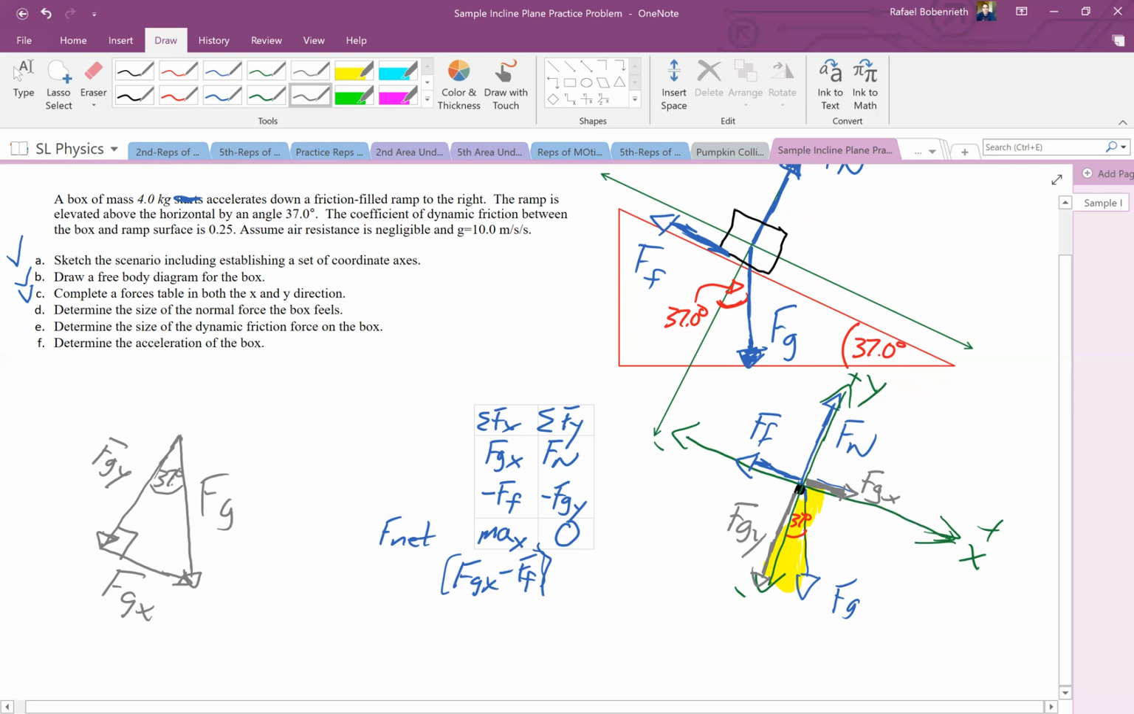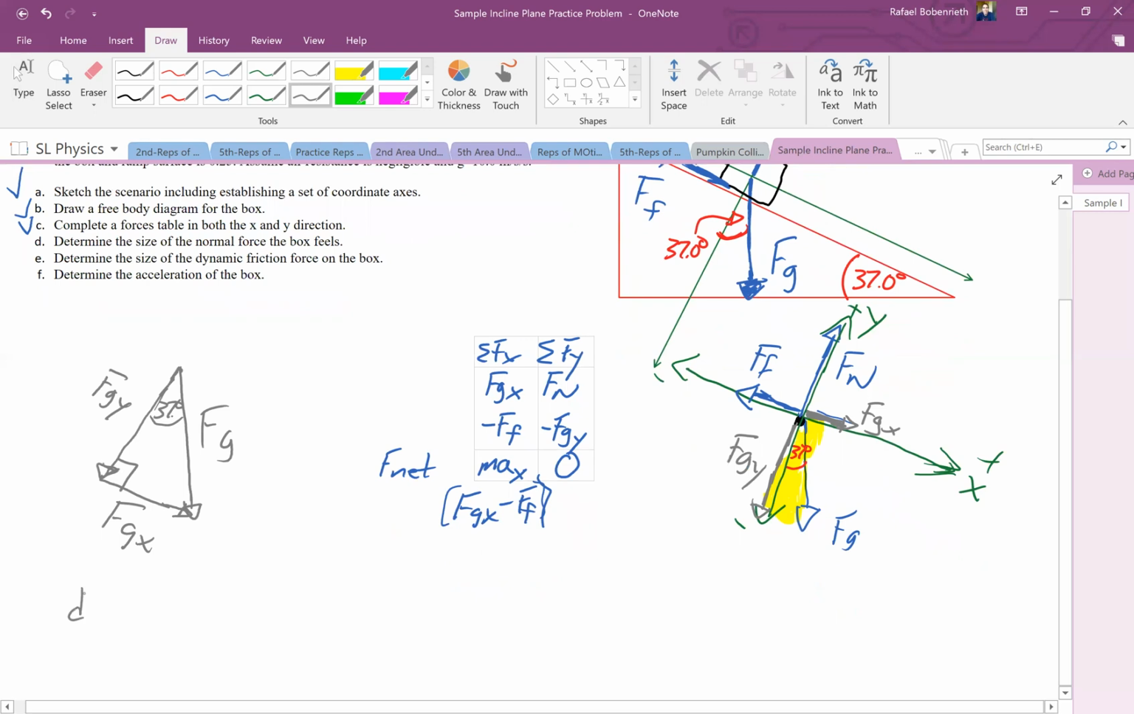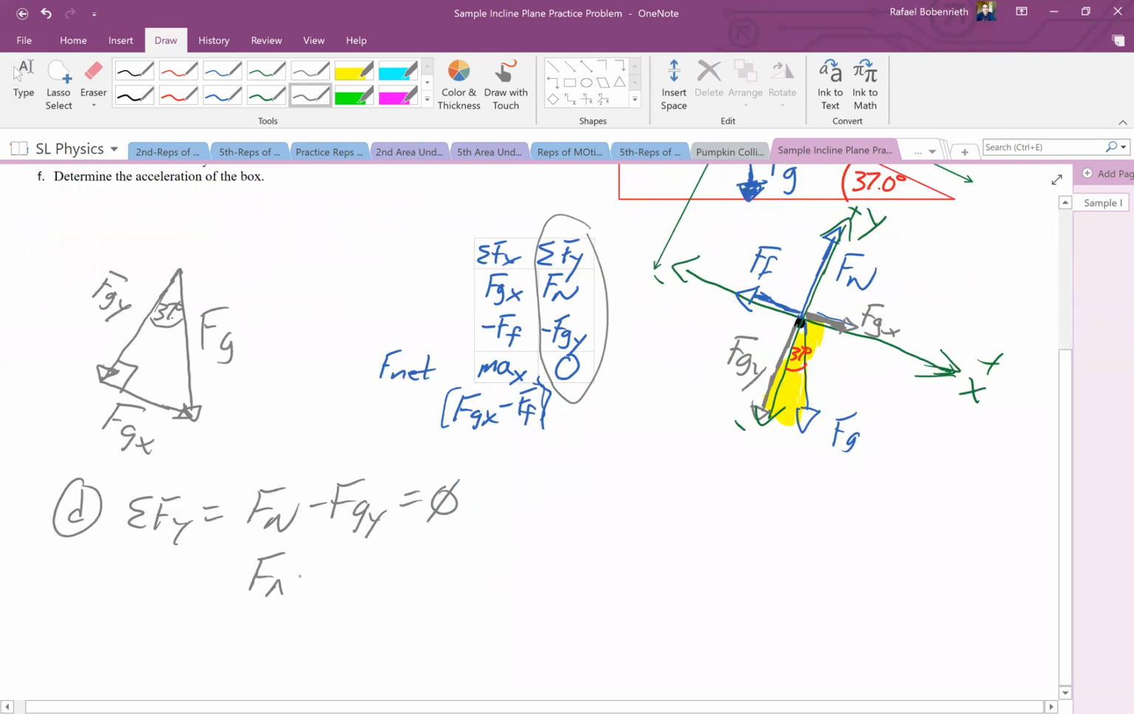Okay, so with that in mind, let's proceed with part D, because part D says what? Determine the size of the normal force. Okay, so we can use this equation to say the sum of the forces in the y direction equals the normal force minus the force due to gravity in the y direction equals 0. So the normal force just equals the y component of the force due to gravity. So how can I figure out the y component of the force due to gravity?